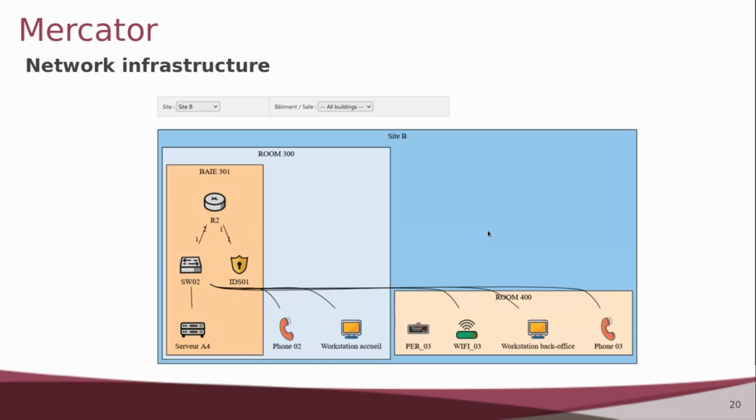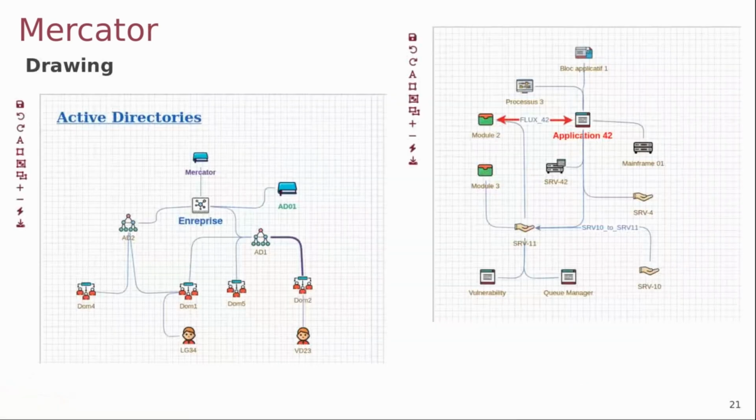You can also do network infrastructure. It is an automated process. You can select a site with a building, and automatically Mercator will draw this kind of infrastructure scheme.